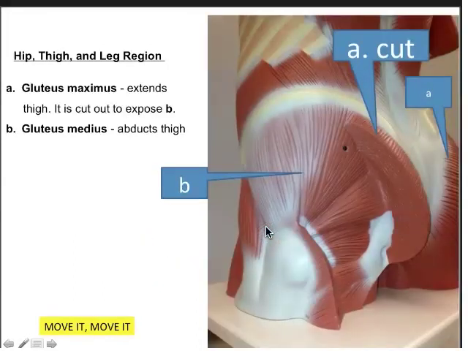Now, here we can see the gluteus maximus removed, and we can see underneath, and we can see the entire gluteus medius.